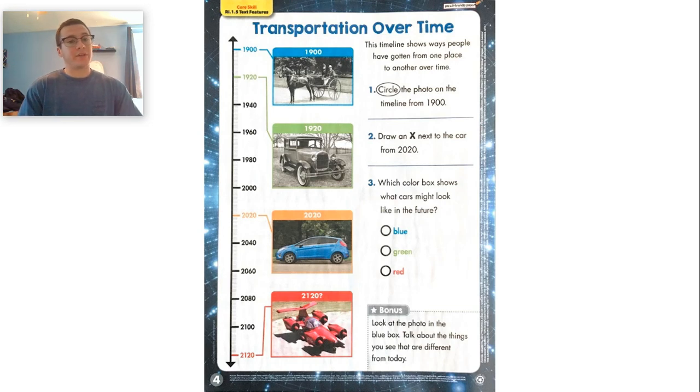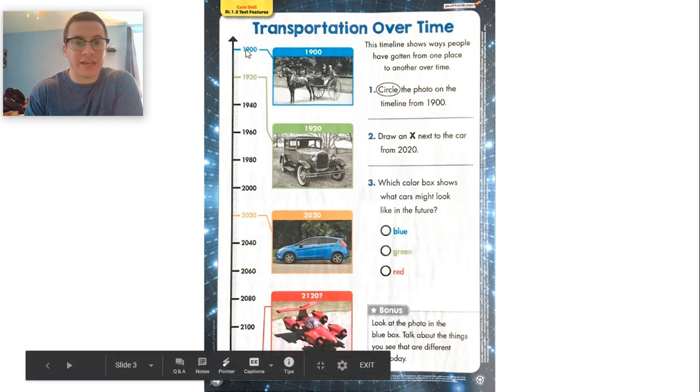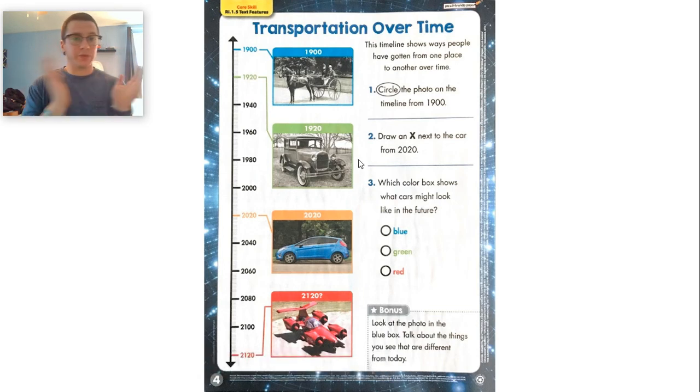All right, so how did people get from one place to another in the year 1900? So I know that I'm going to use this text feature right here, this timeline, to help me answer my question. So this is showing us the ways that people have gotten from one place to another over time. And I know that all of these numbers are different years. So I know that if I need to figure out how people got from one place to the other in the year 1900, I'm going to look up here, and this points to this box.